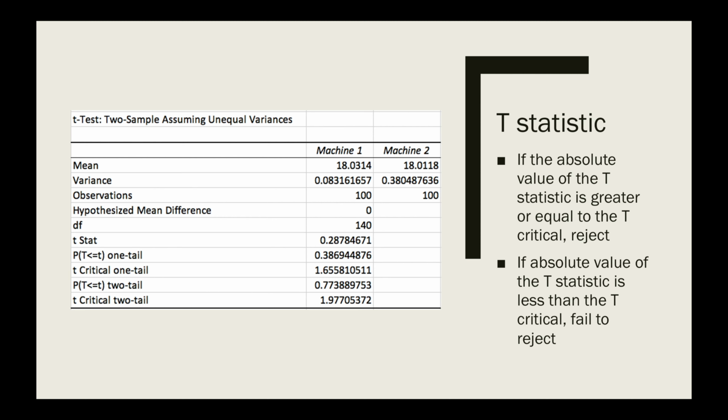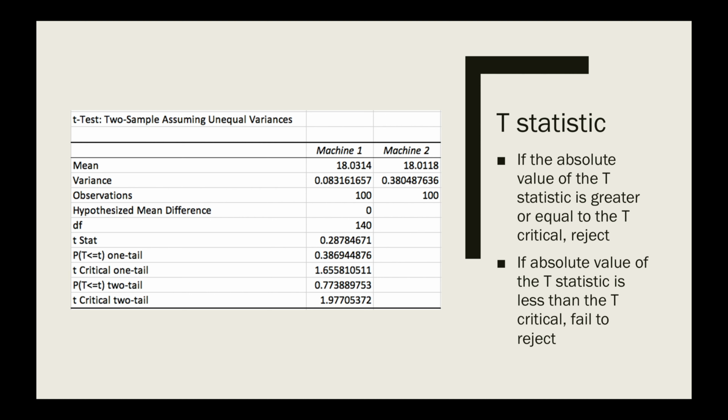So here we have a t-statistic of 0.2878. We have a t-critical value, if it was one-tailed, of 1.6558, and a t-critical value, if it was two-tailed, of 1.9771, if we're rounding. So we can compare that t-statistic to the appropriate t-critical value. In this case, we're using a two-tailed test because we're testing to see if they're different from one another.